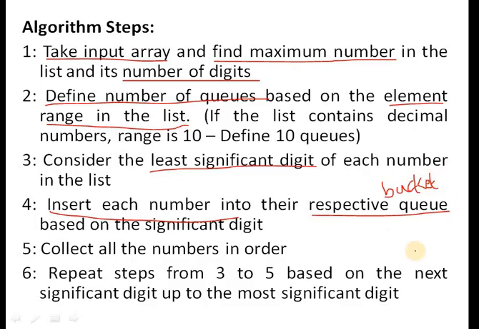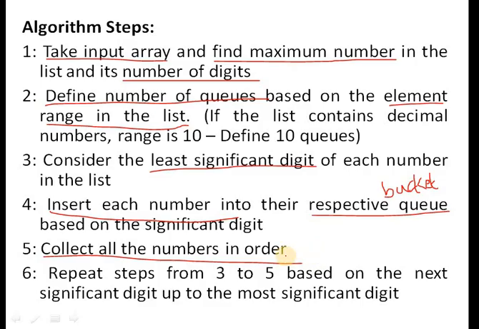Okay, so insert each number into the respective queue. So if the least significant digit is 0, then insert it into Q0. If the least significant digit is 9, then insert it into queue number 9. Okay, likewise you have to insert. Then after inserting all the numbers into their respective queues, you have to collect all the numbers in order, from Q0 to Q9, in the insertion order.